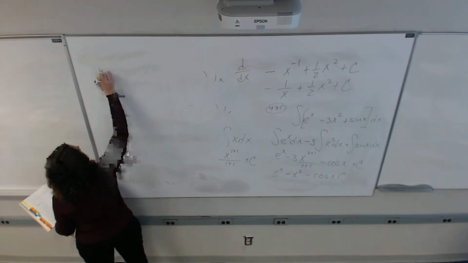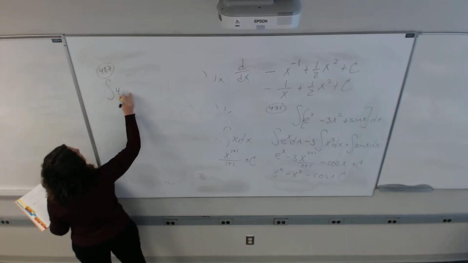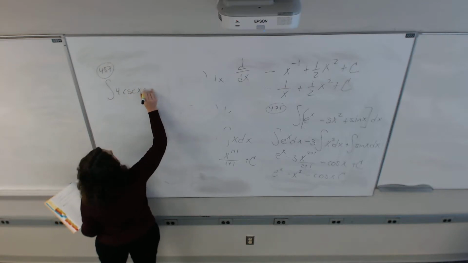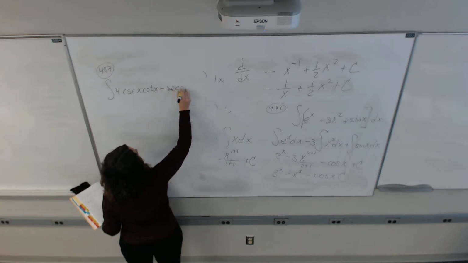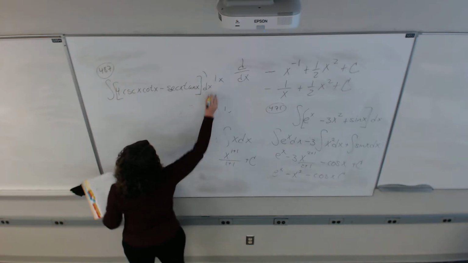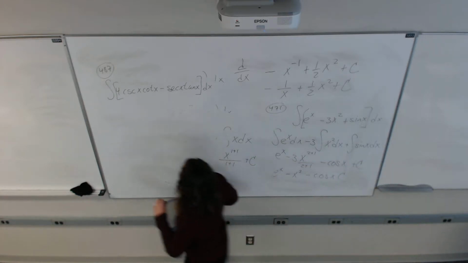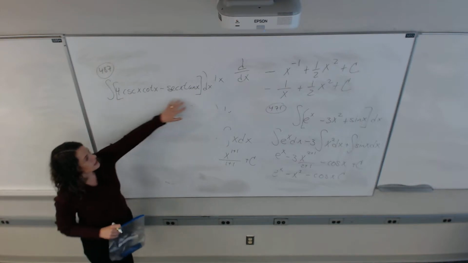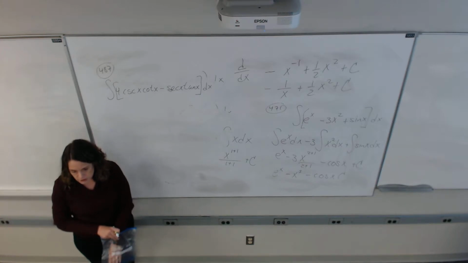This is 487. So it is the integral of 4 cosecant x cotangent x minus secant x tangent x. Now, if you're going to have an integrand with more than one term in it, you should have parentheses around the entire integrand. Otherwise, it only applies to the first one.